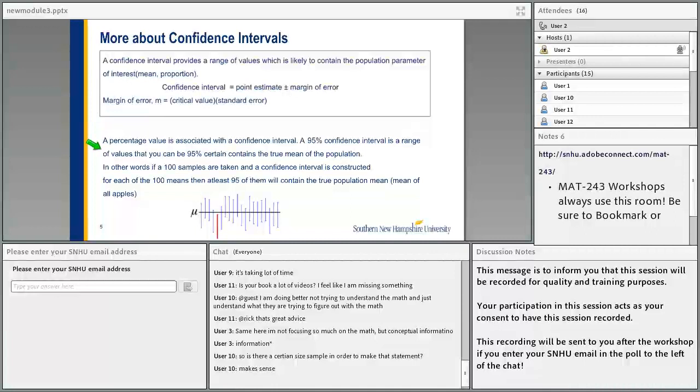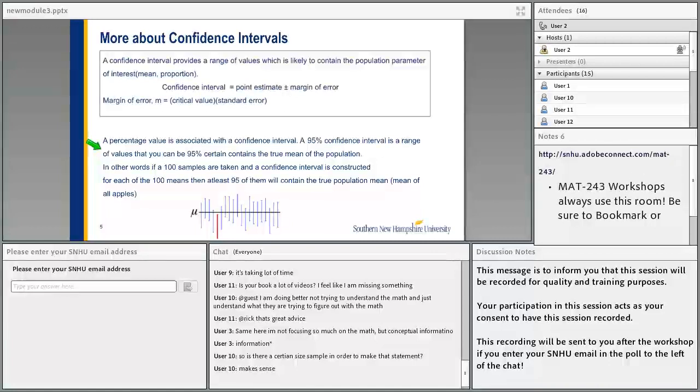So with confidence intervals, we usually have a value associated with it, like a 90% or 95%. What does that mean? When I say that I'm constructing a 95% confidence interval, I'm constructing an interval where I am 95% confident that it contains my population's parameter, the population's mean or the population's proportion. So if I construct a 90% confidence interval, I'm 90% confident that my population's mean will lie in this interval.